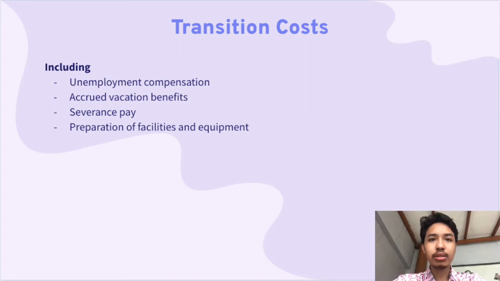Secondly, we must also calculate the transition costs, which are costs that the government incurs when it makes the transition to outside contractors. For example, when transitioning to a contractor, existing employees might need to be laid off, and there are costs such as unemployment compensation, accrued vacation benefits, and severance pay as the transition costs. Transition costs could also be the preparation of facilities and equipment to be used by the contractor.